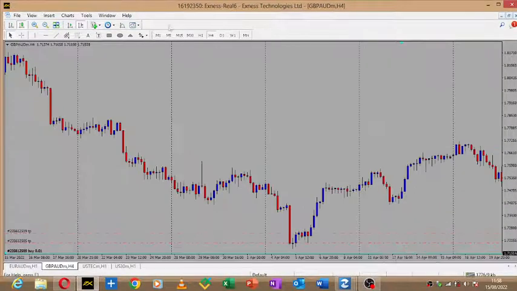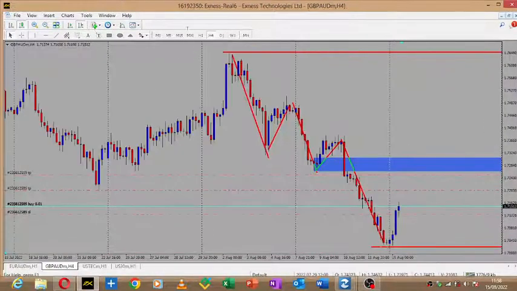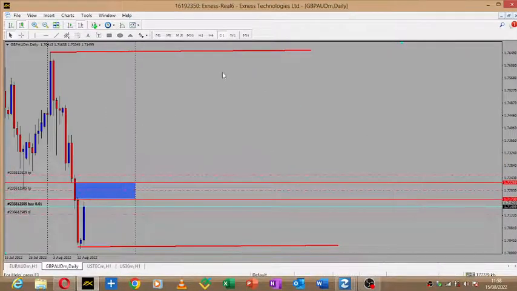I don't want to fumble the bag. Moving into the 1 hour, guy. I mean the 4 hour. As you can see now, the 4 hour is much higher than the daily.